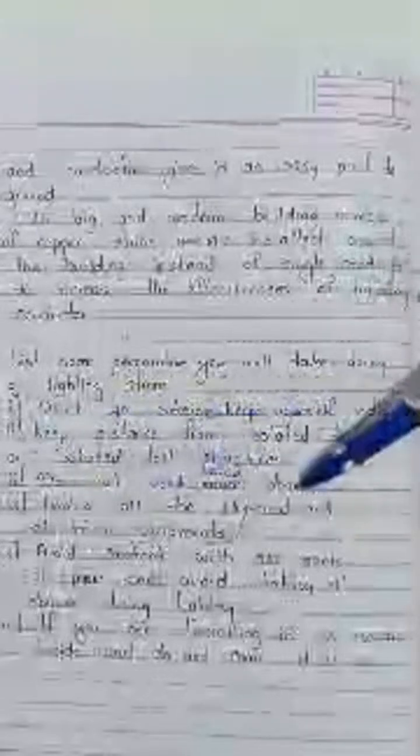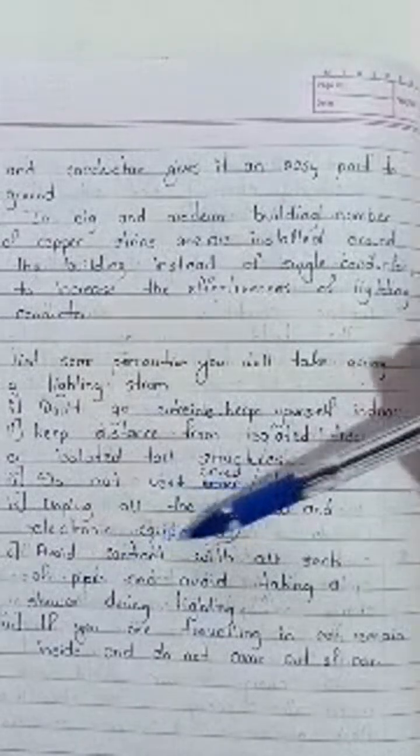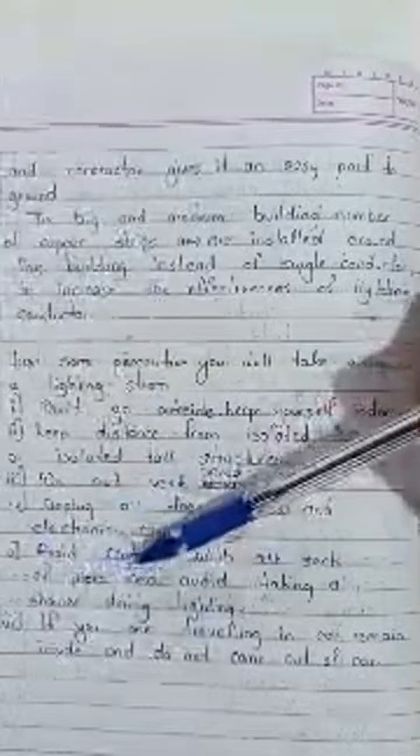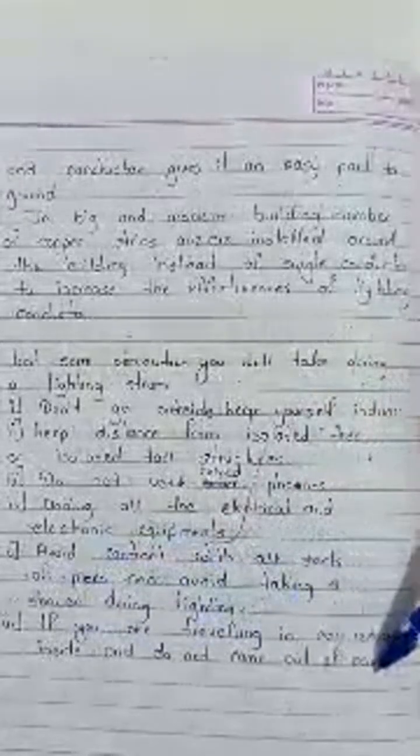7. List some precautions you will take during a lightning storm. First, do not go outside. Keep yourself indoors. Keep distance from isolated trees or isolated tall structures. Third, do not use wired phones. Fourth, unplug all the electrical and electronic equipment. Fifth, avoid contact with all sorts of pipes and avoid taking a shower during lightning. Sixth, if you are traveling in a car, remain inside and do not come out of the car.